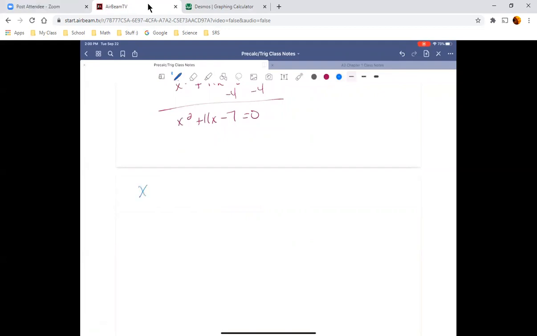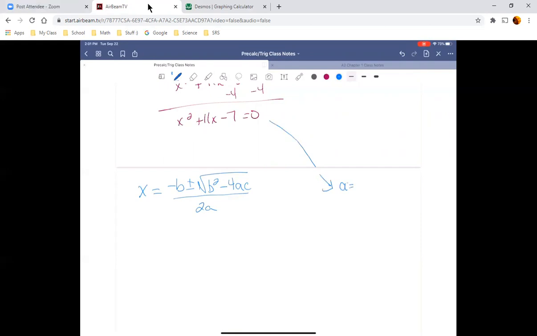So what's the quadratic formula? x equals negative b plus or minus the square root of b squared, all over 2a. Excellent. And then we'll just throw it down here.